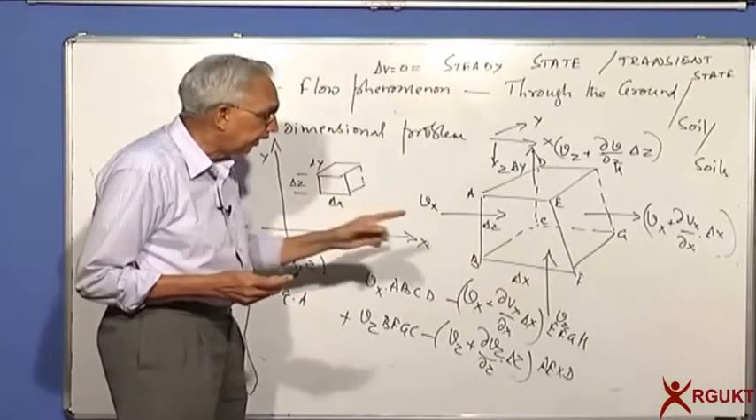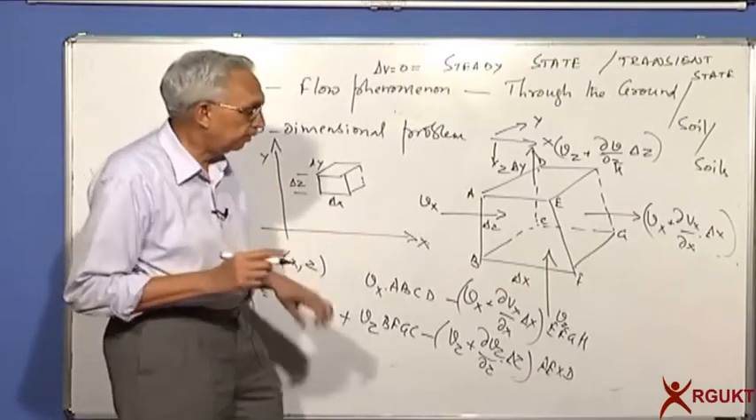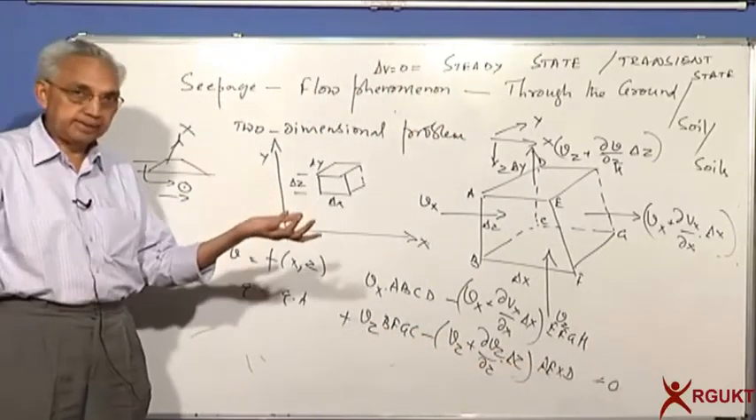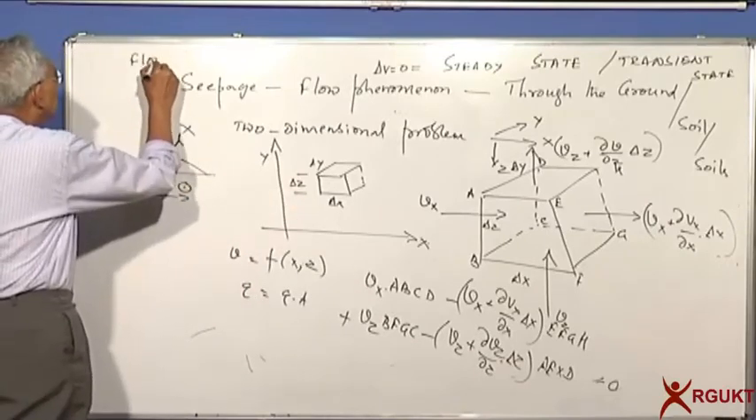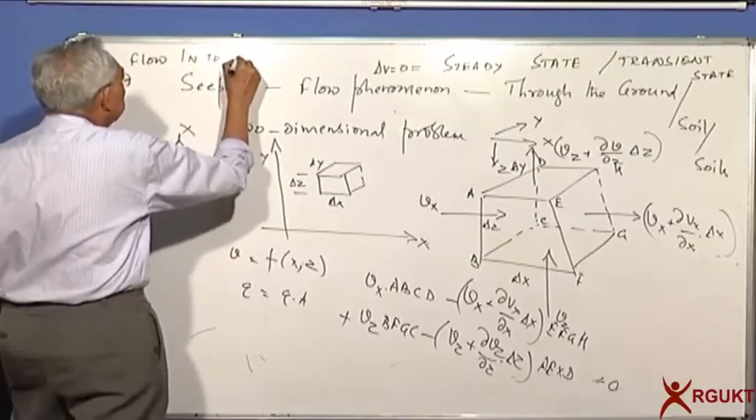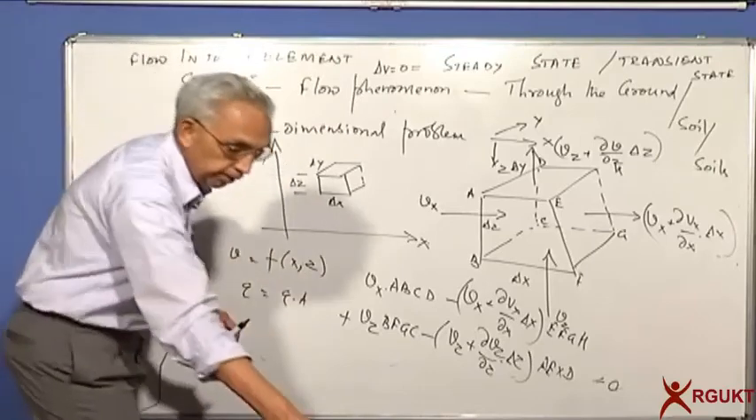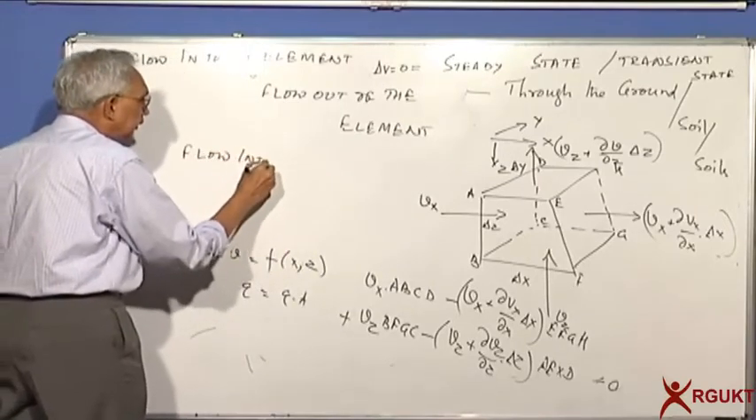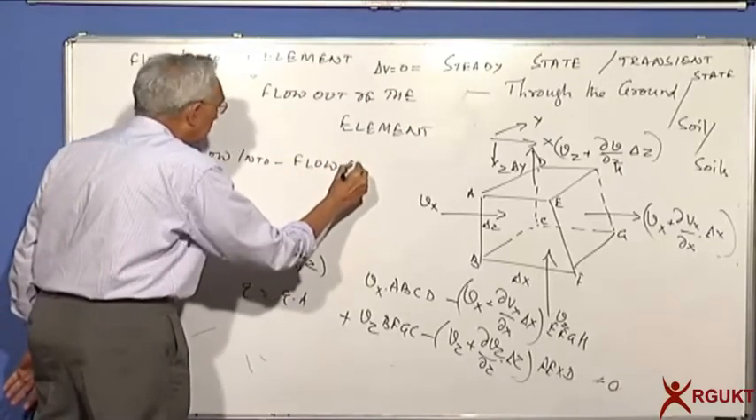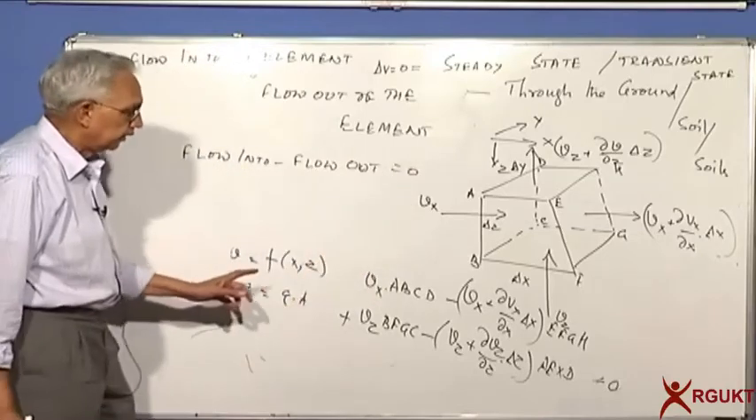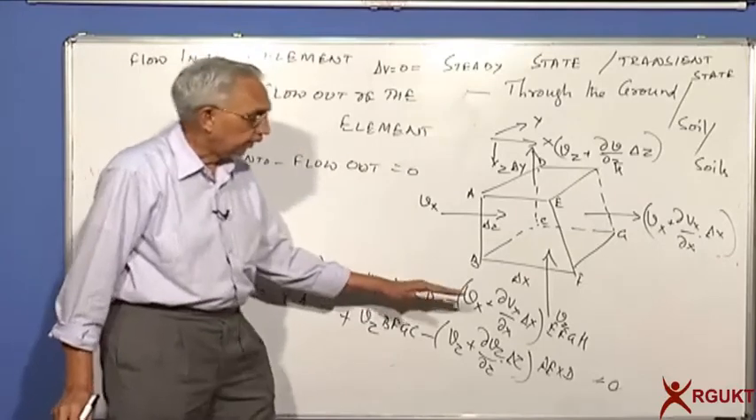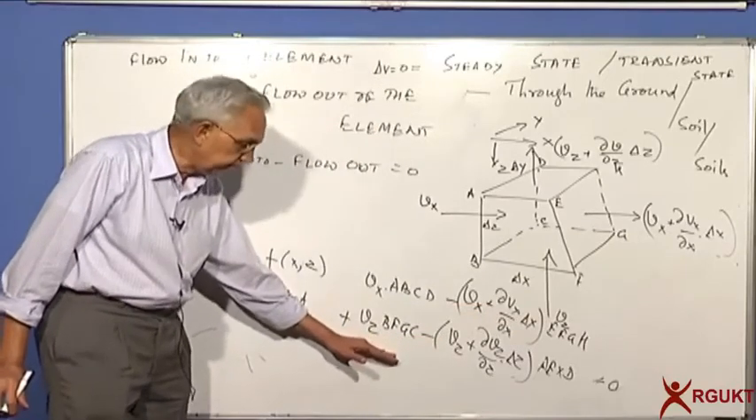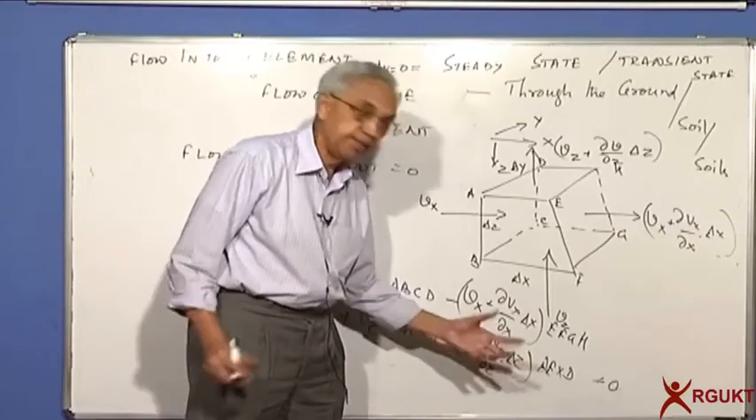So in the steady state, the net volume of flow into the element is 0. Please remember, whatever is going in will be going out. That is all it simply says. Volume flow into the element is equal to flow out of the element. Or can I say flow in minus flow out is equal to 0. So that is what we said. The amount of water flowing in in the x direction minus the amount going out in the x direction, plus the amount going in in the z direction minus the amount going out in the z direction. The net volume is 0.